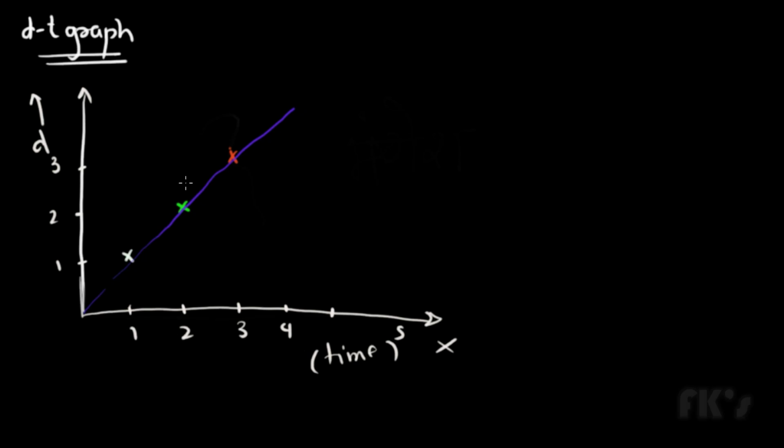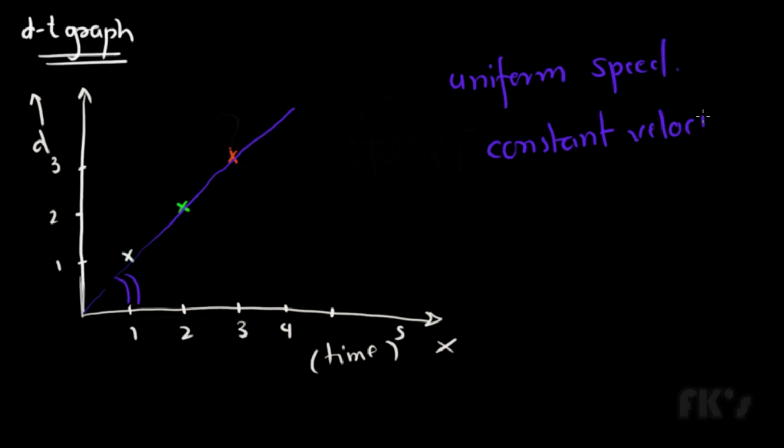But this time, unlike the distance-time graph of a stationary body, this straight line would be making some angle with my time axis. So this is the graph for a body which is moving with a uniform speed, or I would say constant velocity. That's a distance-time graph with a straight line making an angle with the time axis.